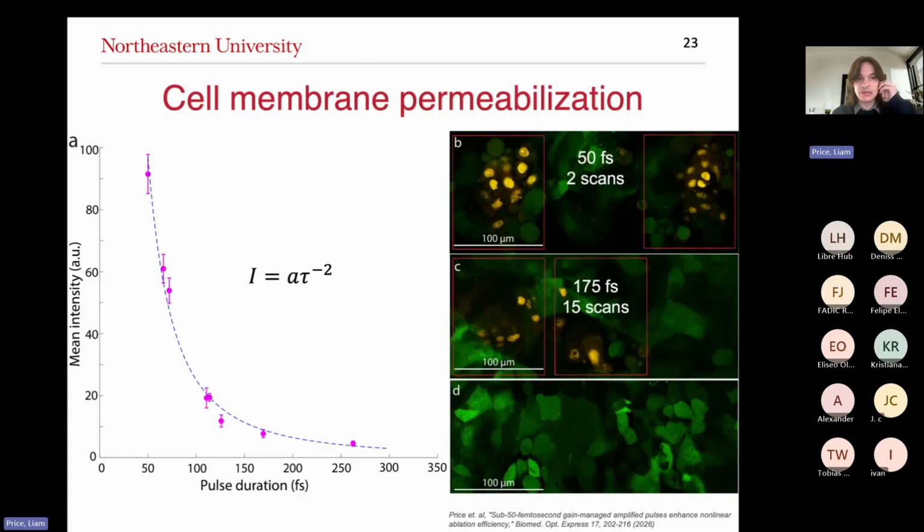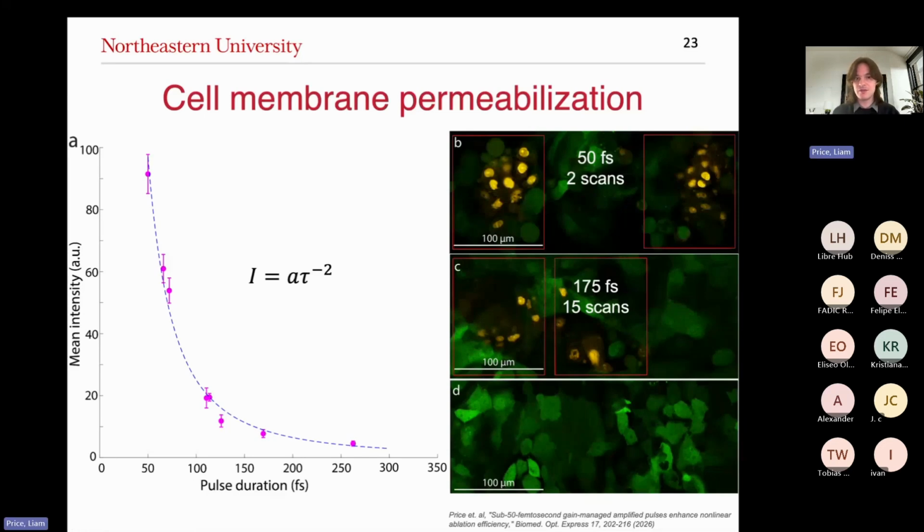And that was sort of beyond what we wanted to look at. So instead, we just fit to an inverse square dependency of this pulse duration, and it fits quite well. So there's clearly this inverse square relation between the permeabilization of these cells and the pulse duration of the ablation laser that we used.